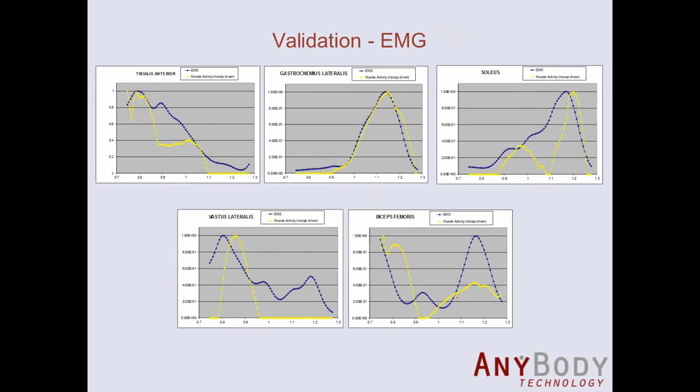Another type of validation we have done, this time it's about forces. So we have measured EMG and we have compared this EMG with the predicted muscle activation of the model. On this graph, you can see the blue curve is the EMG and the yellow one is the muscle activation predicted. And here again, there is a pretty good matching of all the muscles. We have different muscles. We measured tibialis anterior, gastrocnemius, and soleus, for example.